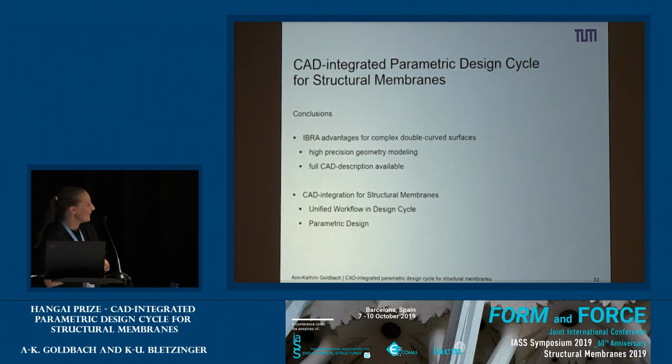Okay, so in conclusion, I showed you the advantages of the isogeometric BREP analysis for complex double curved surfaces, in this case membrane structures. We have a very high precision of geometry modeling in modern CAD software, and can use this through the isogeometric approach to have better mechanical models as well.